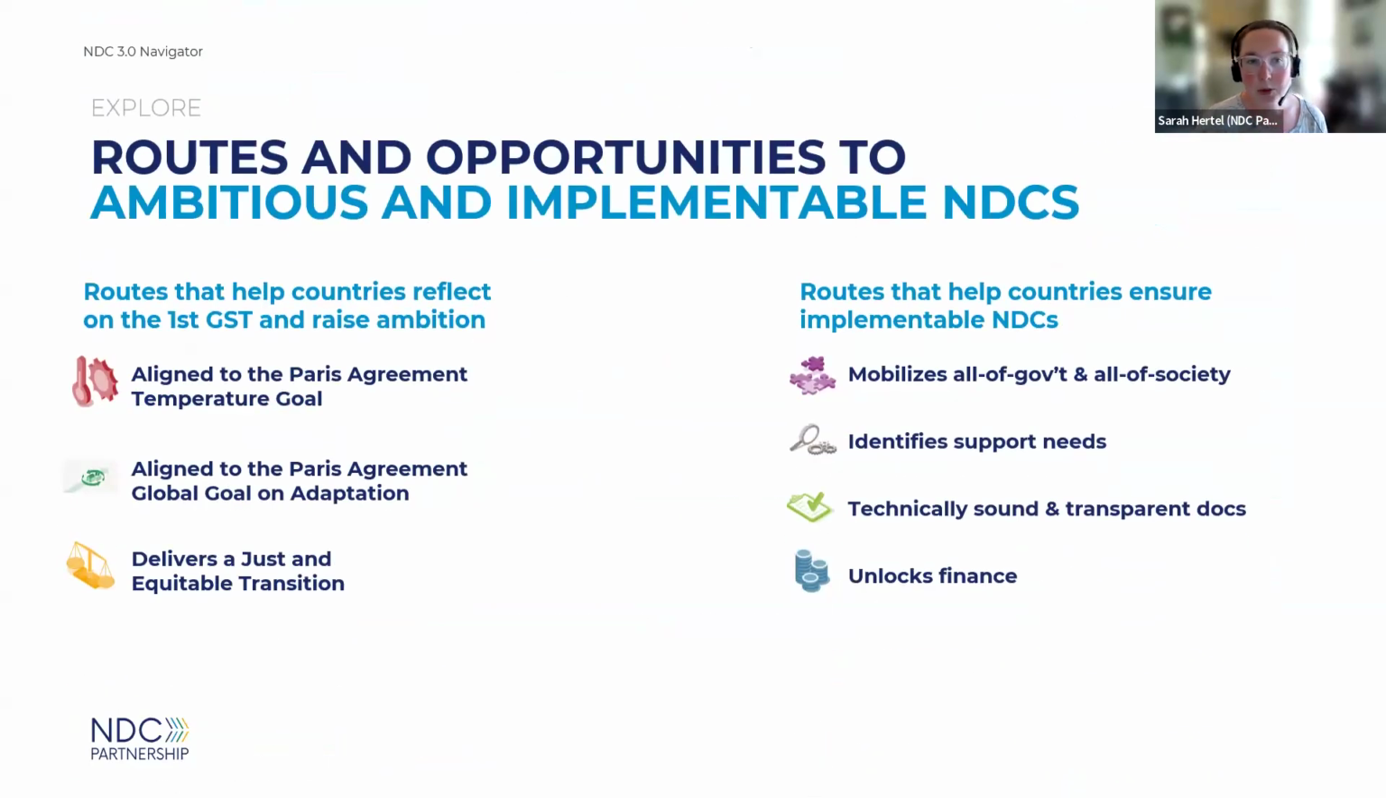As Monica mentioned, we did develop different routes to explore ambitious and implementable NDCs. There are 7 routes in total, with 3 that are meant to help countries reflect on the first global stocktake and raise ambition, and 4 that are meant to help countries ensure their NDCs are implementable. So together, the routes offer a common framework that countries can use to map a nationally relevant, impactful approach to strengthening their NDC 3.0 submissions, drawn from the latest science and also informed by the global stocktake and reflections on national circumstances and priorities.